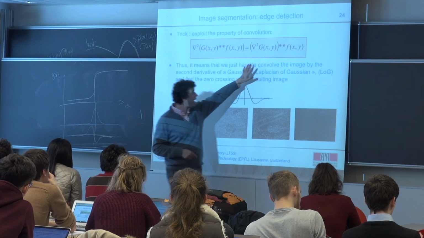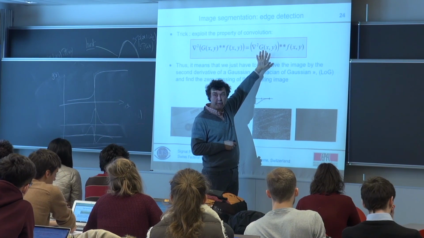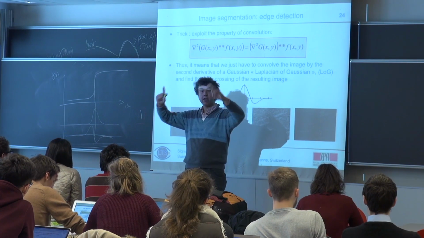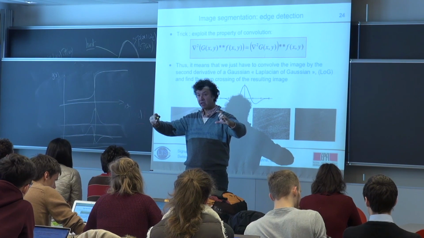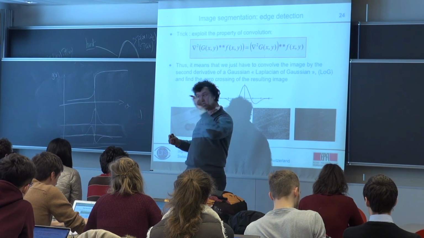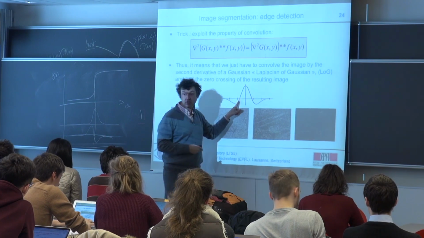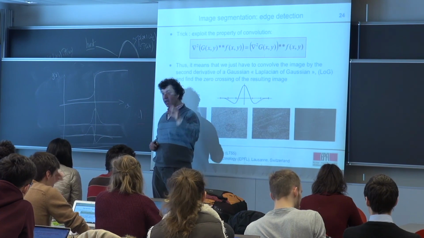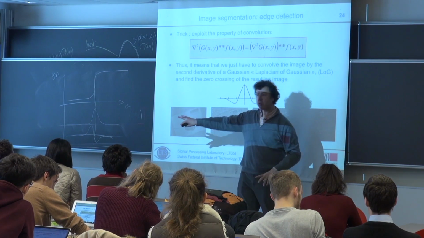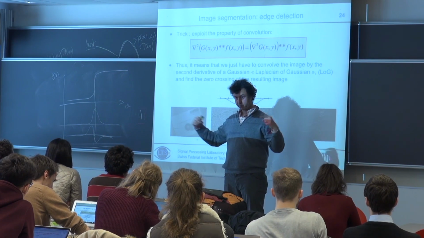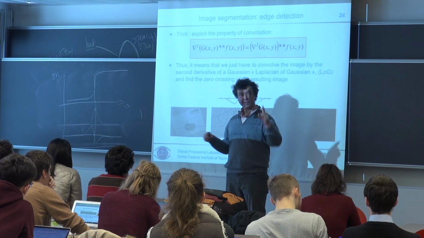We can have a closed form expression for the operator, so we can calculate the n by n filter that we have to convolve my image with. Without doing approximation, we just sample the actual second derivative of the Gaussian, and we convolve my image with that, and it will immediately give me an image where the zeros will be my contours. I let you digest that, and I take the questions.